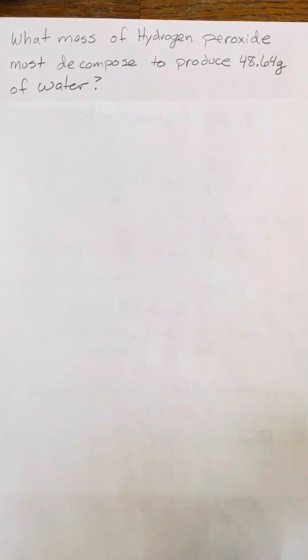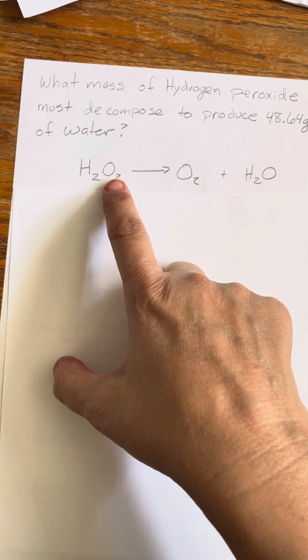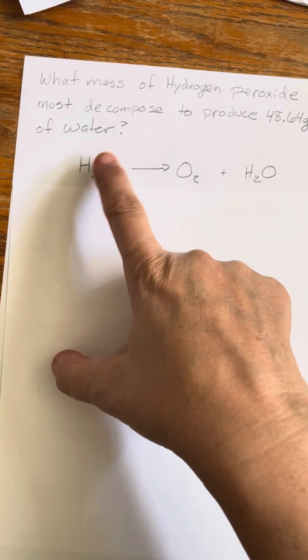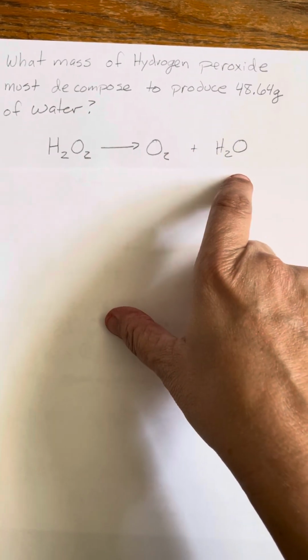Here it is. What mass of hydrogen peroxide must decompose to produce 48.64 grams of water? Well, first I have to write an equation for that. Hydrogen peroxide is decomposing, and you know water is going to be one of the products. Hydrogen peroxide is H2O2, because peroxide is an O2 negative 2 ion, so H2O2, plus oxygen and water.